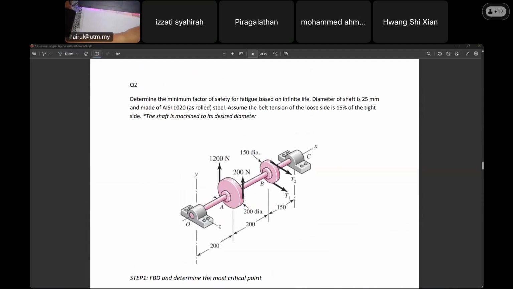We will use Sn. But the Sn that we need to calculate is CL, CG, CS, CT, CR times Sn prime. That will be your Sn. Sn prime is equal to 0.5 SUT. Of course, from here you know your SUT value, so you know your Sn prime, equal to 0.5 SUT, using the value that you got above. Clear, class?